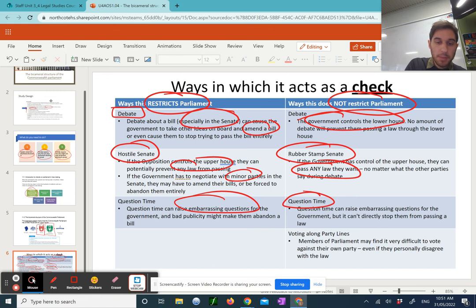And so any bad publicity that results from that might actually make them abandon the bill. If people learn about this law that they're making that's no good, the government might start getting worried and say, all right, we'll can it.